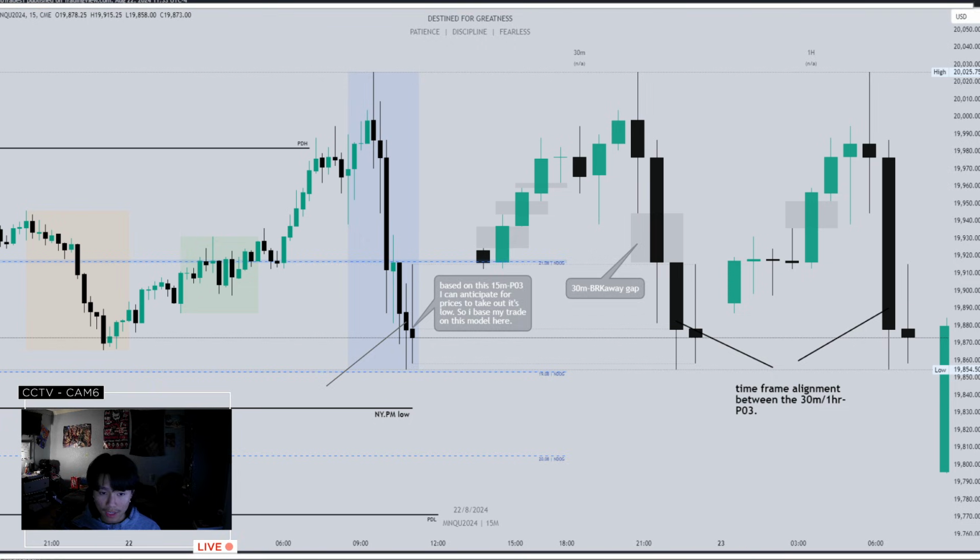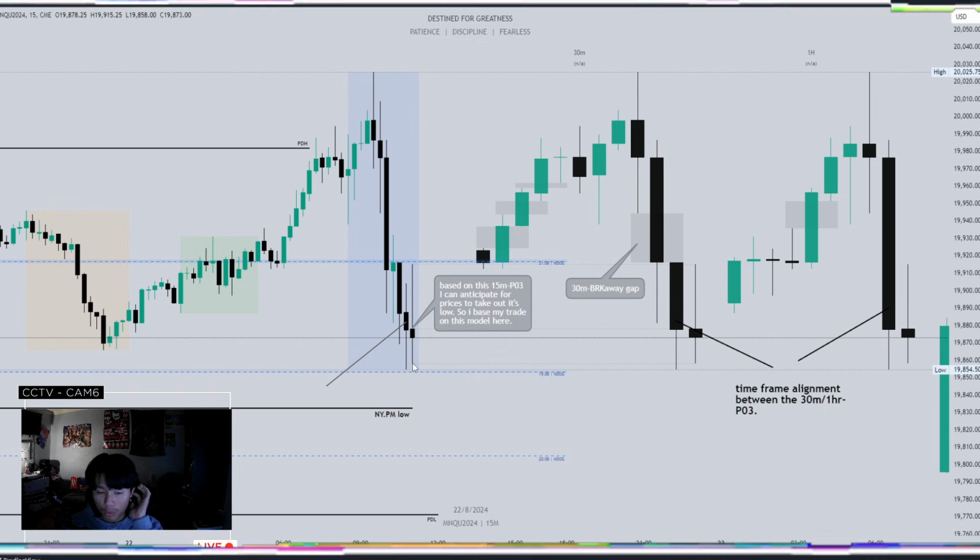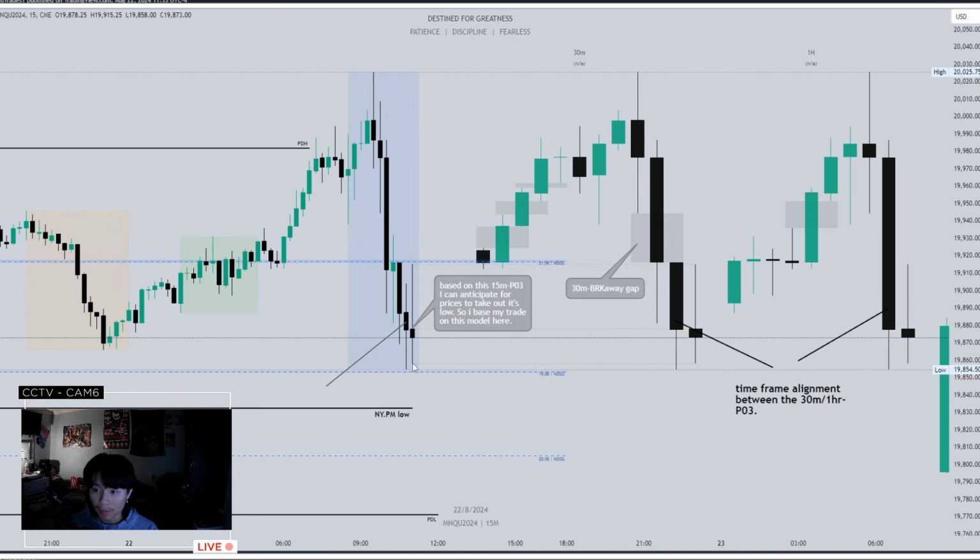So I wait until the next 15-minute candle gets created, right? Here, the 15-minute candle closed, and the next one creates a pretty bearish 15-minute candle closure. I can anticipate the next 15-minute candle to take out the previous 15-minute candle's low. So this candle's low here would be my model's objective, and my higher time frame, like I said, is the hourly time frame / 30-minute time frame.